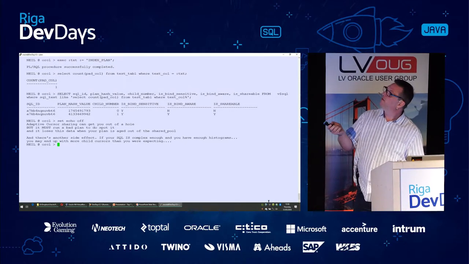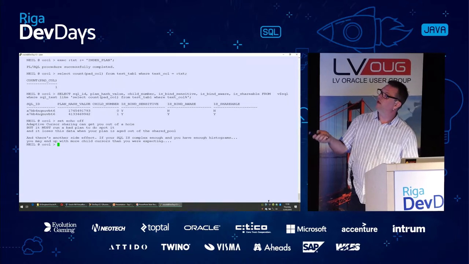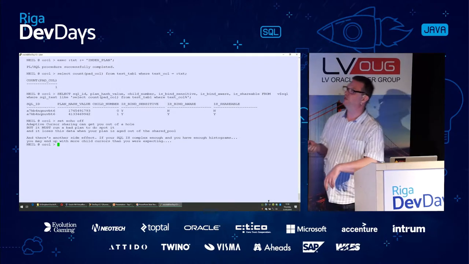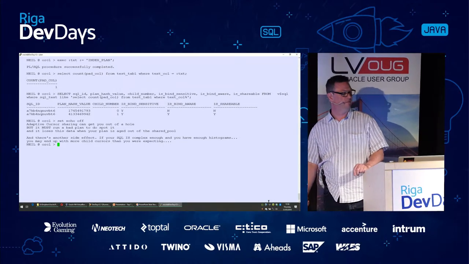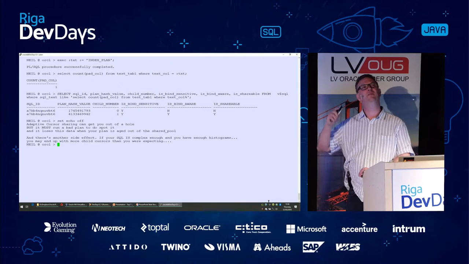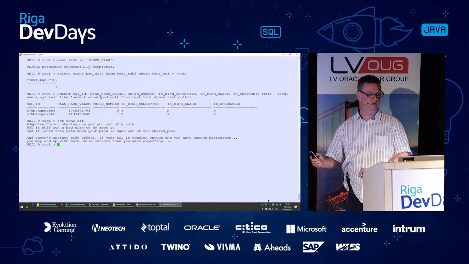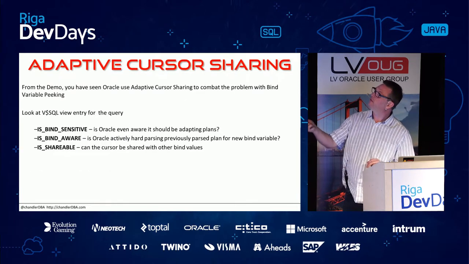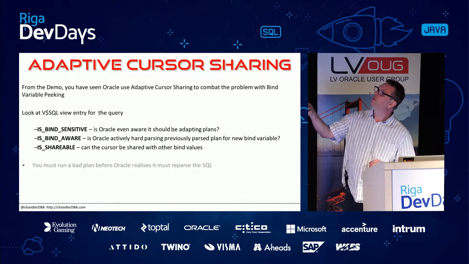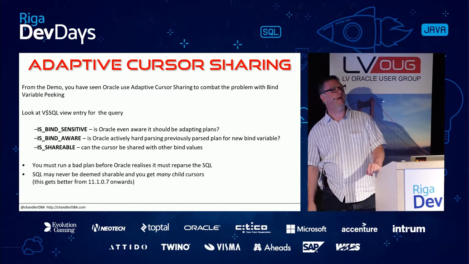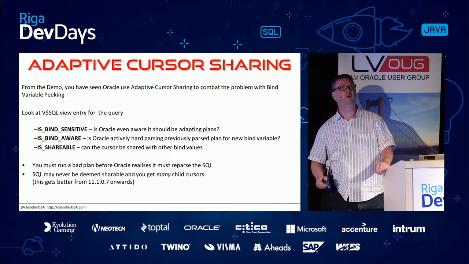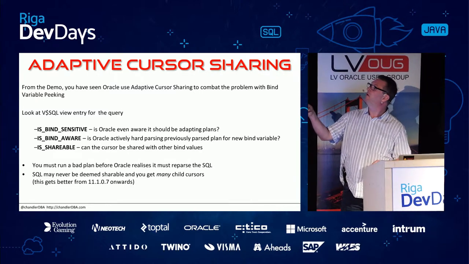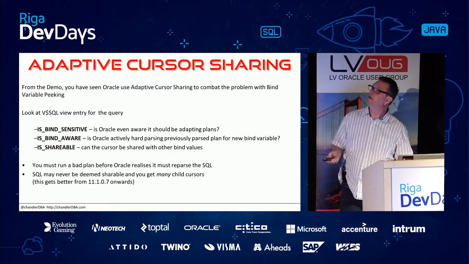So we run it for the scan plan, and this is what we've got in our cursors. If we run it for the index plan, nothing's changed. We got a bad run. But if we run it for the index plan again, it's identified there's a problem and it reparses. Is shareable for the original one is now marked as no. This is not a shareable cursor for your SQL for that input bind variable. The next one is the shareable one.